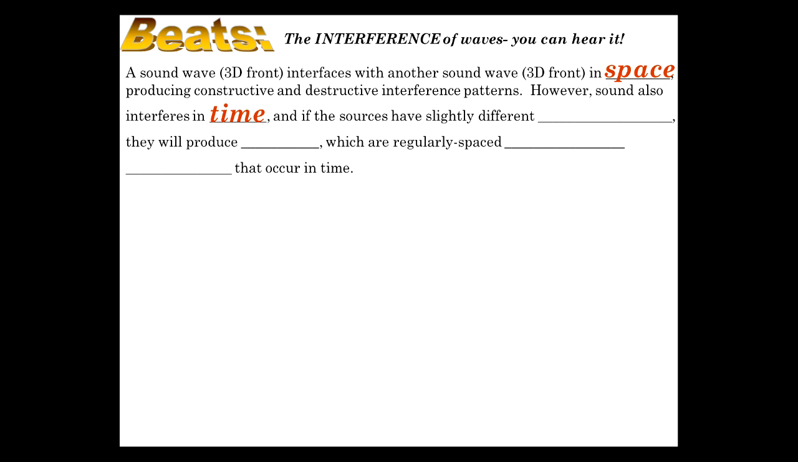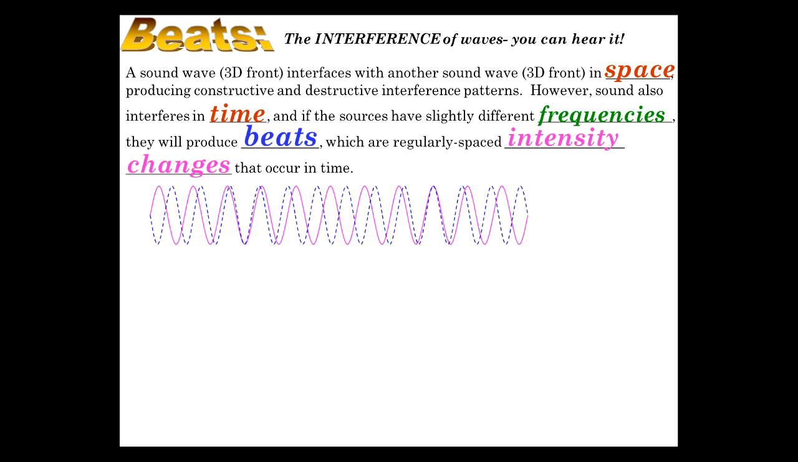And it turns out that if two sources have frequencies that are different just a little bit, not the same, they'll produce beats when we consider the details of the superposition. If they're the same frequency, they'll produce standing waves. Beats are regularly spaced intensity changes occurring in time. All right, let's look to see how that comes about.